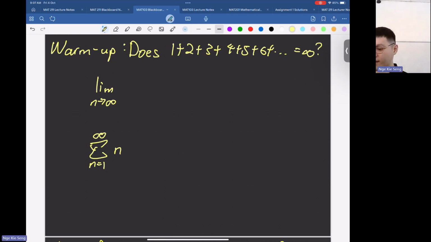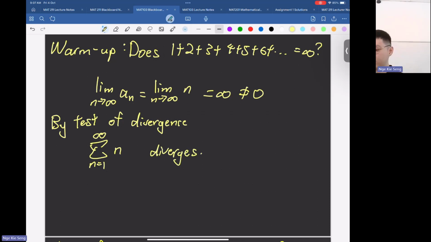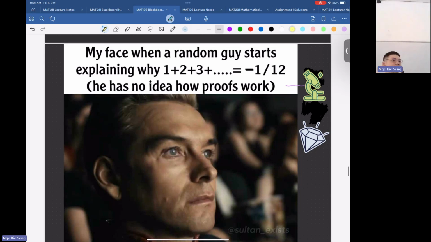So what's the limit of a_n here? The limit of n. Obviously infinity, which is not 0. So by the test for divergence, the series diverges. But the meme said this answer equals negative one half, negative 1 over 12.